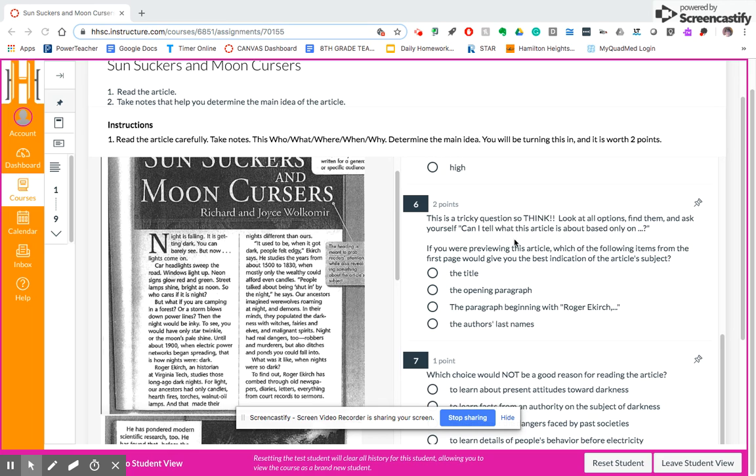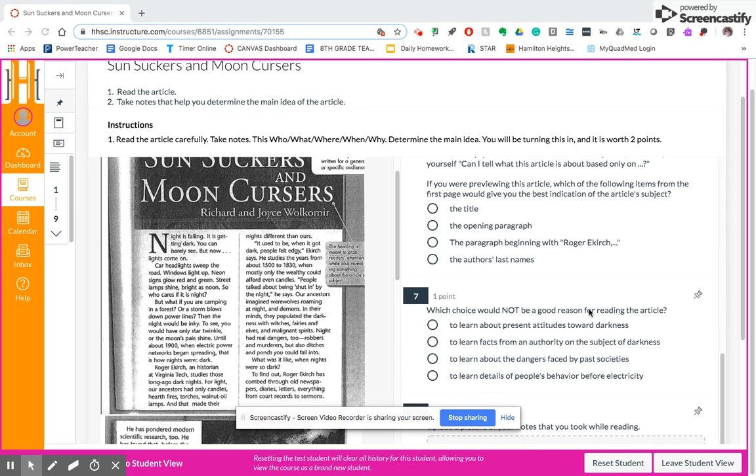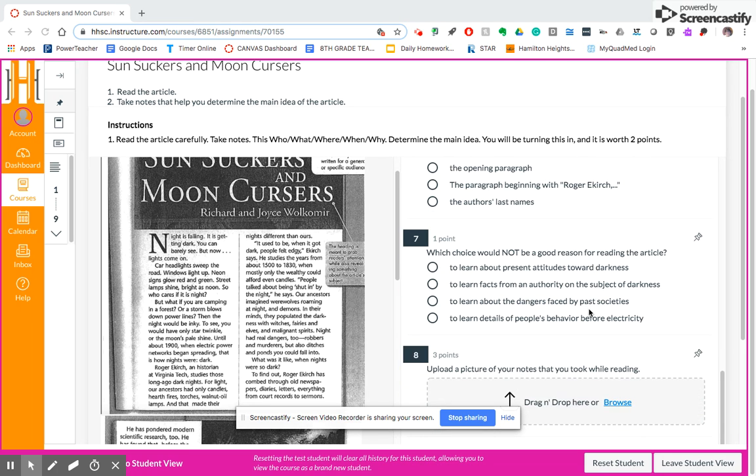This one is a tricky question, and it's worth 2 points. So you got to think about it. It's not a hard question. It's just that for some reason I have kids miss this, and I'm not exactly sure why, except that you're just not paying close enough attention to it. So look at all the options, find them in the text, and ask yourself, can I tell what this article is about based only on this? And then if the answer is yes, then it's the right answer. And if the answer is no, not really, then find one that can. Okay.